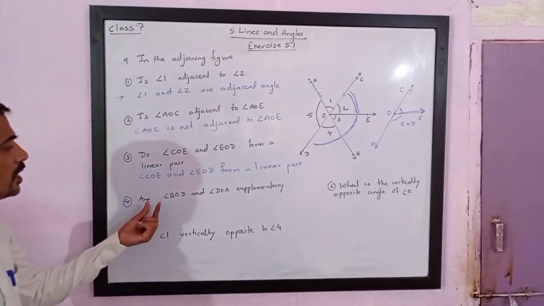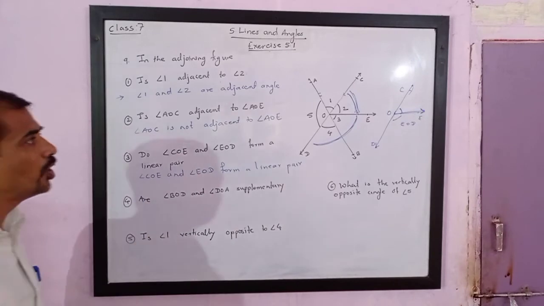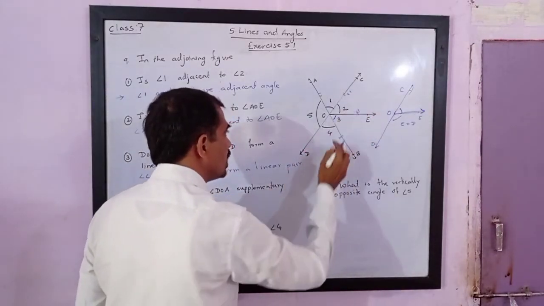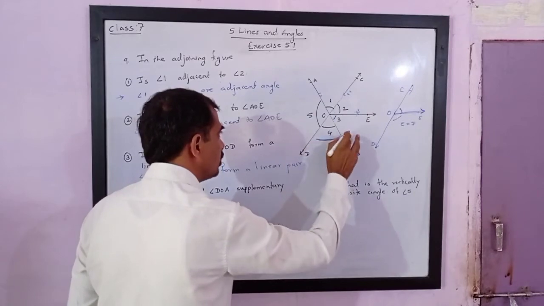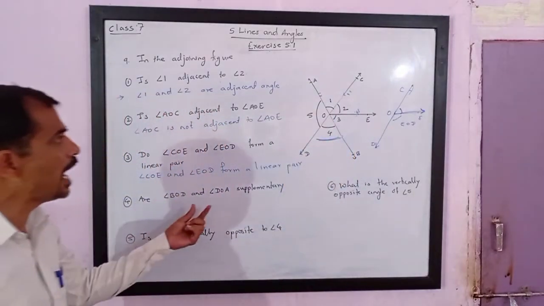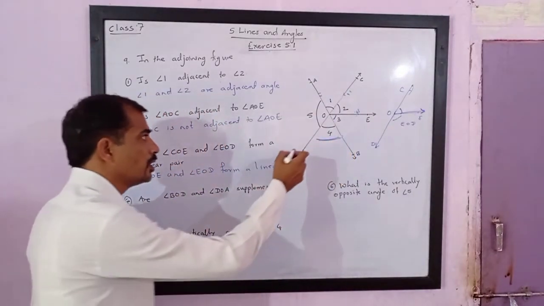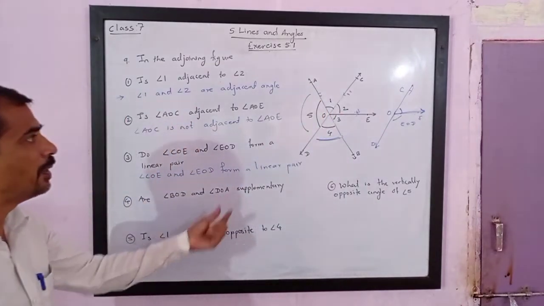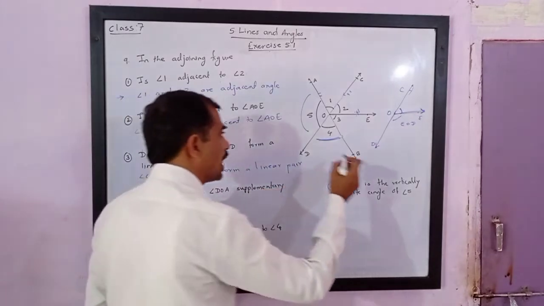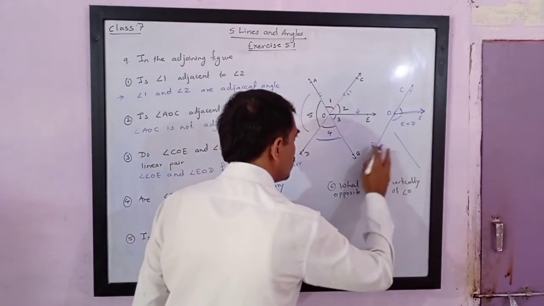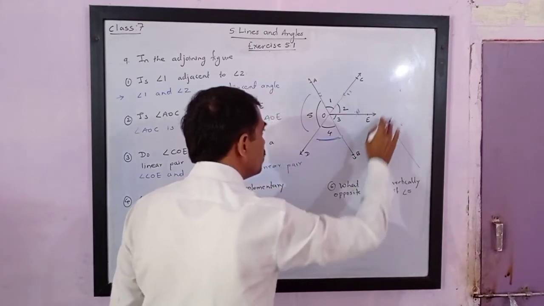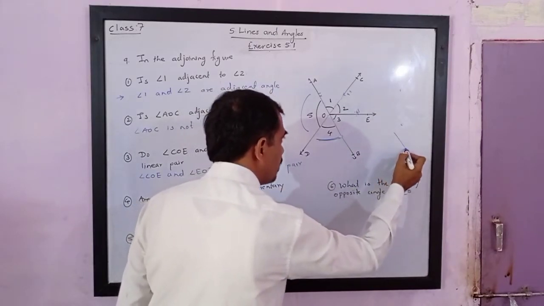Then next question is, are angle BOD and angle DOA supplementary? Try to understand, angle BOD is the fourth angle and angle DOA is the fifth angle. They are supplementary. Again, please note, for understanding, they do form a linear pair as well.